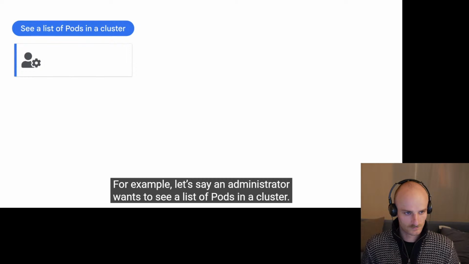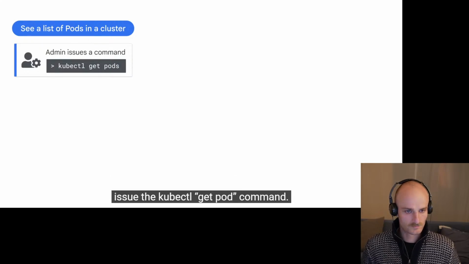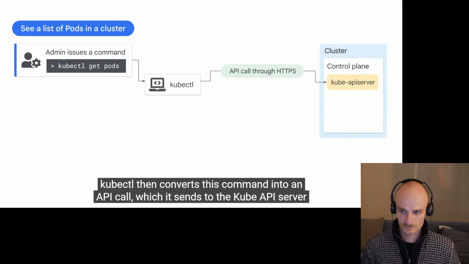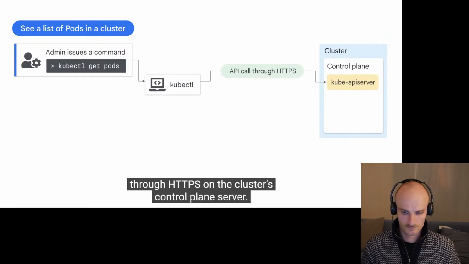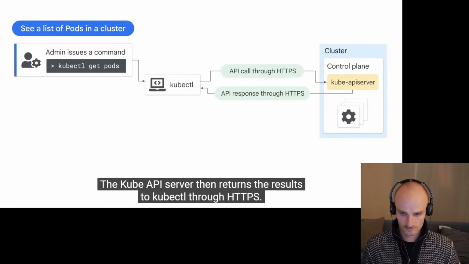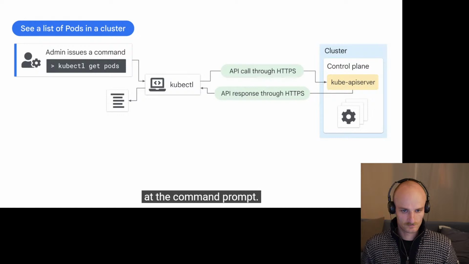For example, let's say an administrator wants to see a list of pods in a cluster. After connecting kubectl to the cluster with proper credentials, the administrator can issue the kubectl get pods command. kubectl then converts this command into an API call, which it sends to the kube API server through HTTPS on the cluster's control plane server. From there, the kube API server processes the request by querying etcd. The kube API server then returns the results to kubectl through HTTPS. Finally, kubectl interprets the API response and displays the results to the administrator at the command prompt.